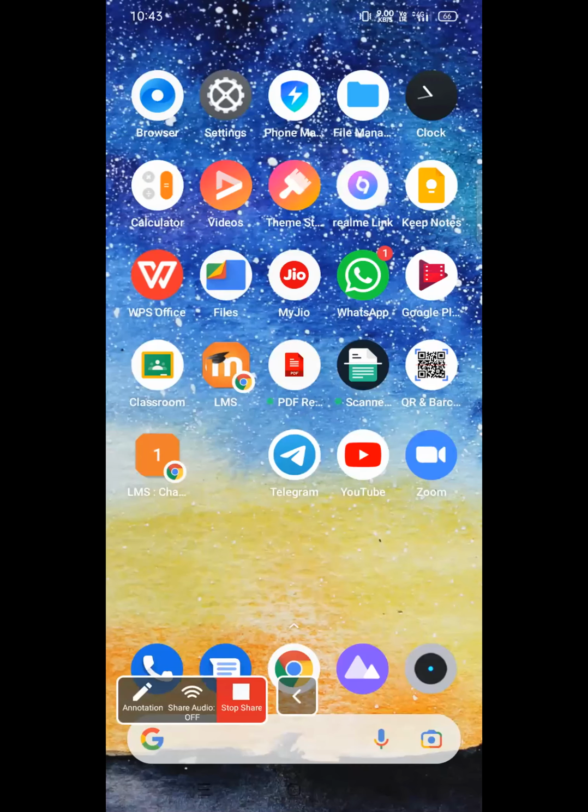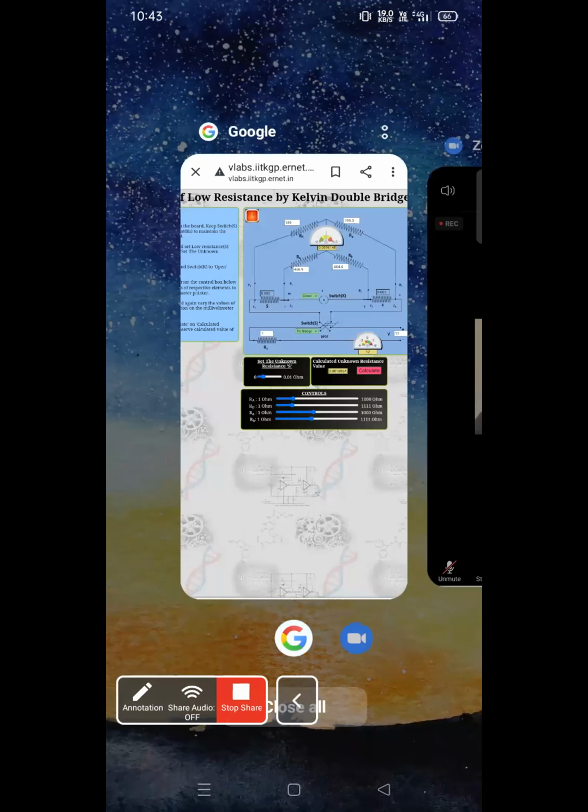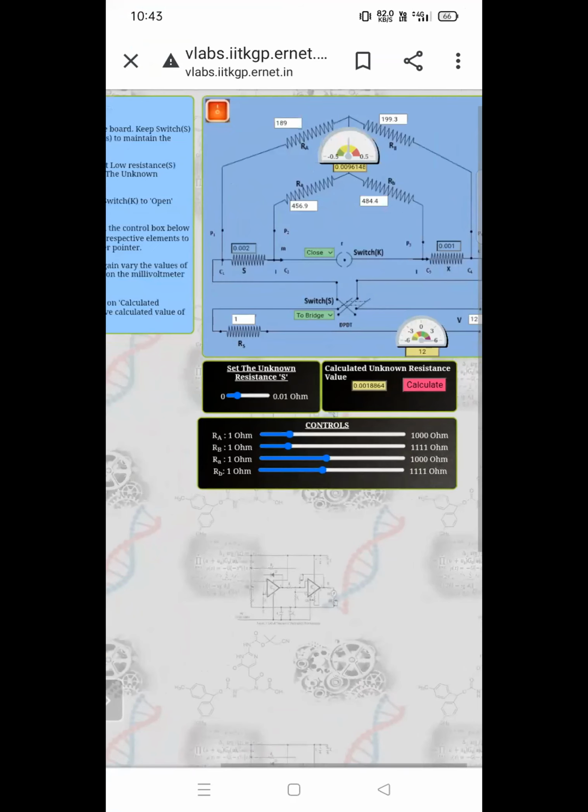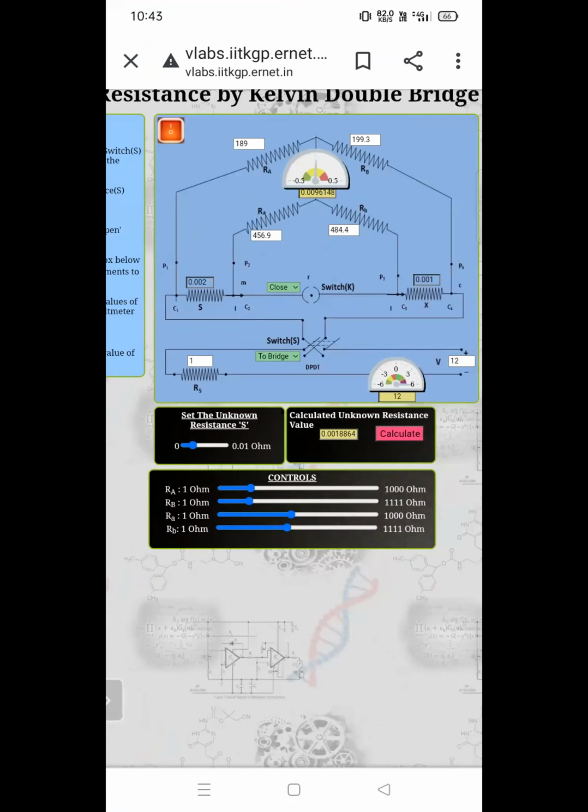Dilip Kumar, Muhammad Mahfuz Alam, are you there? Piyush Kumar Thakur. Yes, sir. Then just perform it. Hardly 10 minutes. Okay, yes, I can see. It has reached the null position, and your calculated value is 0.0018 ohm. Okay, thank you, Mr. Piyush Kumar Thakur.